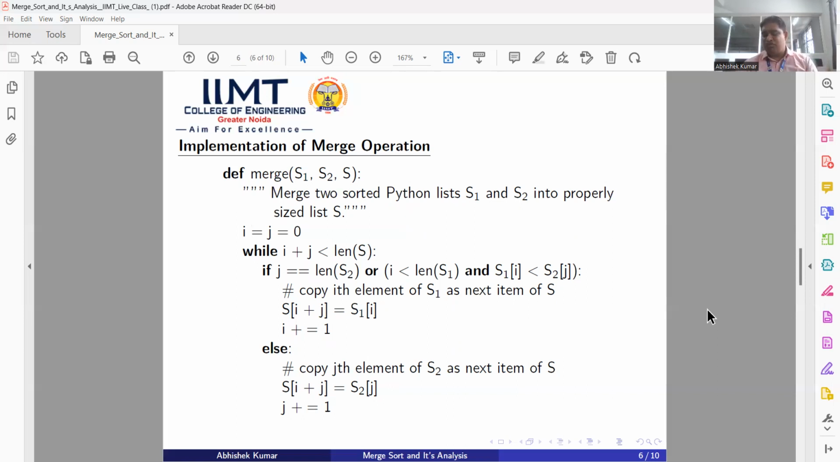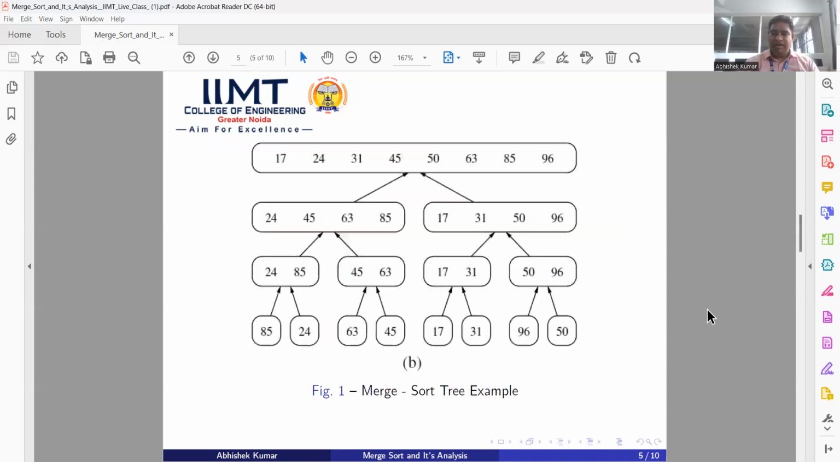Or if that condition is not true, that means if the S1[i] value is greater than the S2[j] value, that means if this condition is not true, so in that case, what will happen? We are coming to the else part. In that else part, you can see for this first, if S1[i] value is 85 and S2[j] value is 24, S1[i] value is not smaller than S2[j]. That means we are coming to the else part.